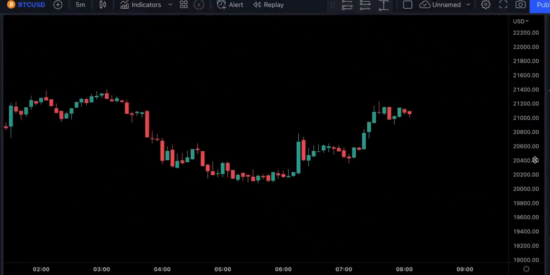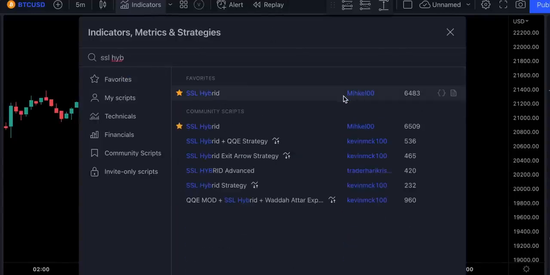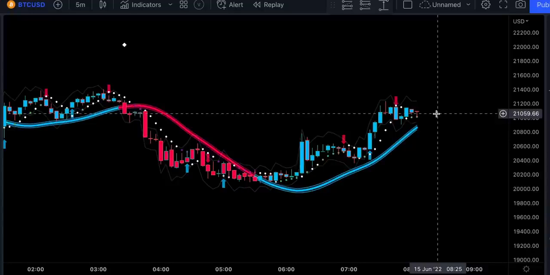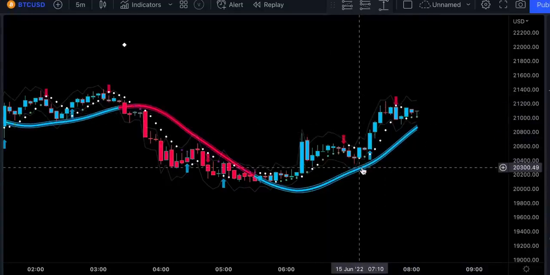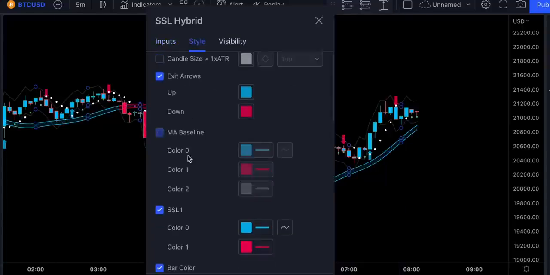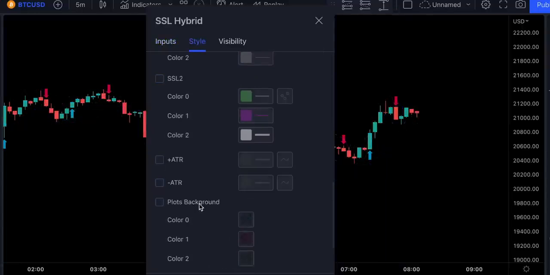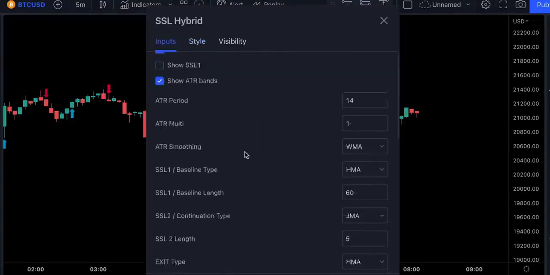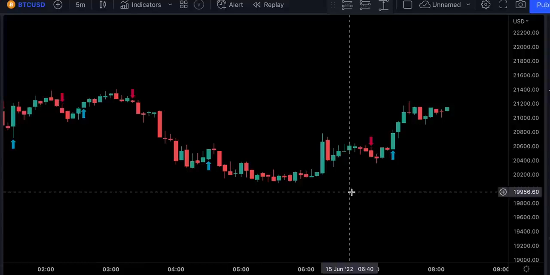Okay, so in third place, we've got an indicator called SSL Hybrid. This one by Mihkel Deblo. Obviously, you're not going to be using the whole thing. You only need these exit arrows. You can also play with the length. I like to keep it at 30. This indicator is pretty good and it issues quite accurate exit signals.